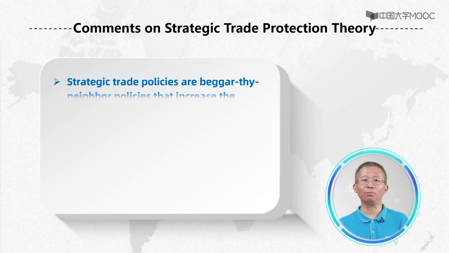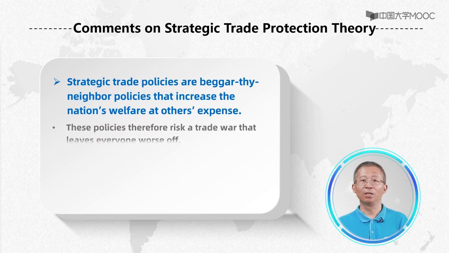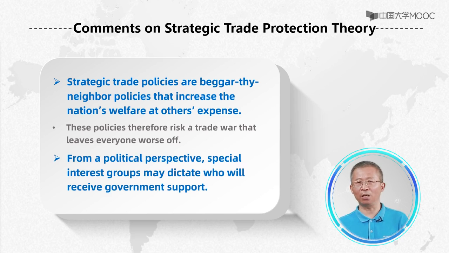Second, strategic trade policies are beggar-thy-neighbor policies that increase the nation's welfare at others' expense. These policies therefore risk a trade war that leaves everyone worse off. Third, from a political perspective, special interest groups may dictate who will receive government support.